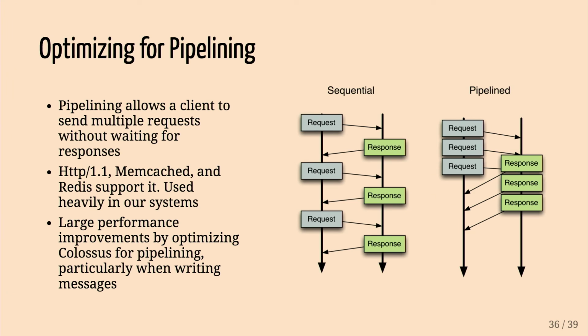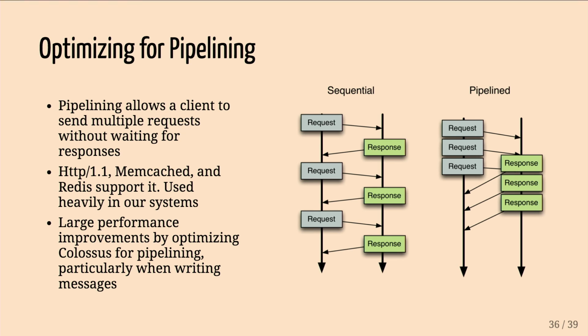And so the next big thing that I feel like factors a lot into our performance gains is the idea of optimizing for pipelining. This is the one major feature that we looked at specifically to optimize for. It's the idea where if you have a client or a server, you can send multiple requests at the same time before you wait for the first response. And this is something that HTTP, the Memcache protocol, and the Redis protocol all support, and it's something that we utilize very heavily in our system.